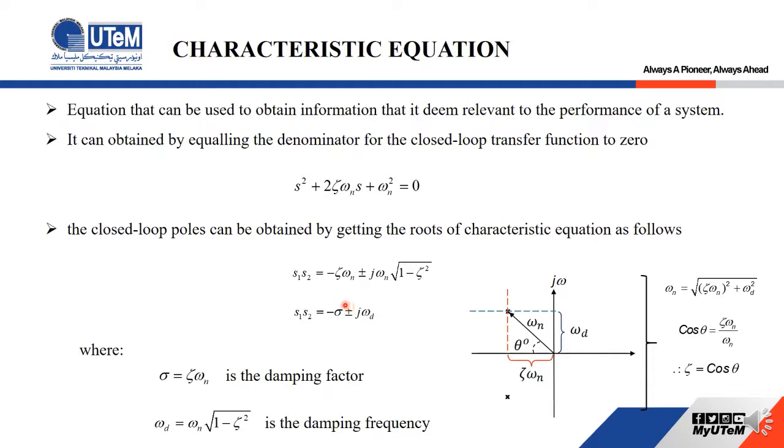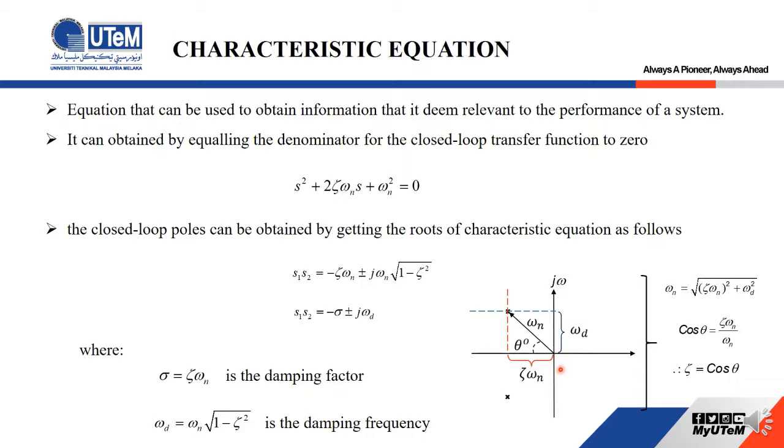Sigma here represents negative zeta omega n. This one is the damping factor of the system. And j omega d here refers to omega n times square root of 1 minus zeta square. This is the damping frequency of the system. All these parameters can be obtained by plotting the location of the poles on the s-plane.